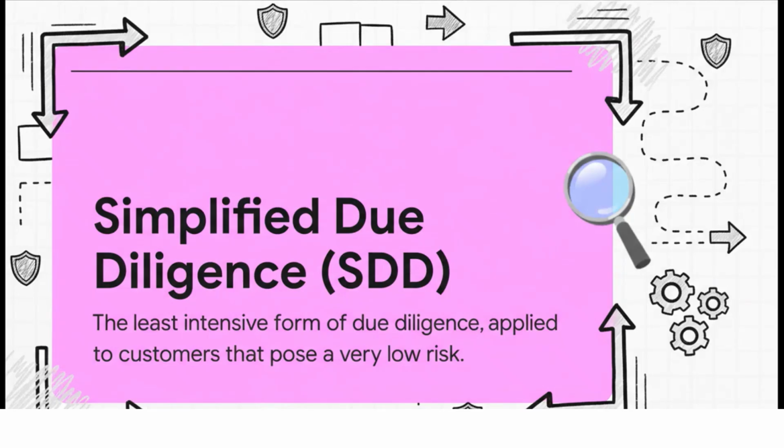But listen, simplified doesn't mean lazy or cutting corners. It's about applying a proportional, much more efficient level of review where the risk is just incredibly low. It's a streamlined process built for entities that are already transparent and heavily regulated.